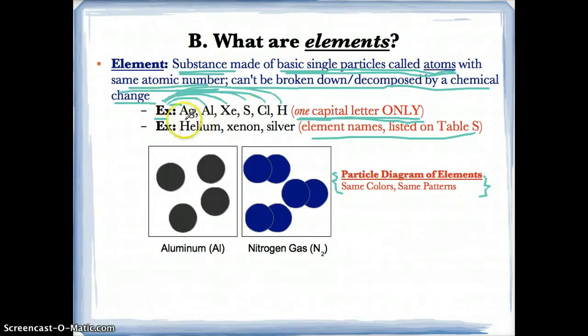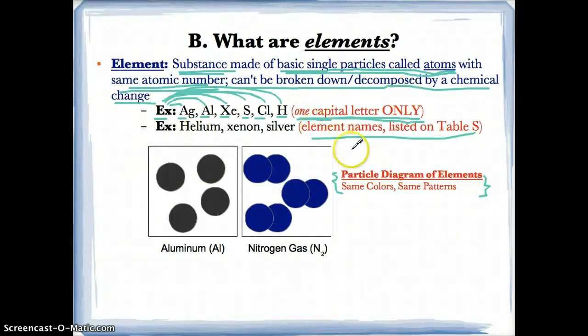How we know that all six of these are elements is that each one of them only has one capital letter. In Ag, the only capital letter is A. In Al, the only capital letter is A. In Xe, the only capital letter is X. In S, the only capital letter is S. In Cl, the only capital letter is C. In H, the only capital letter is H. So in all six cases, you know they're elements because they only have one capital letter. If you have one capital letter only in the chemical symbol, you know that's an element.